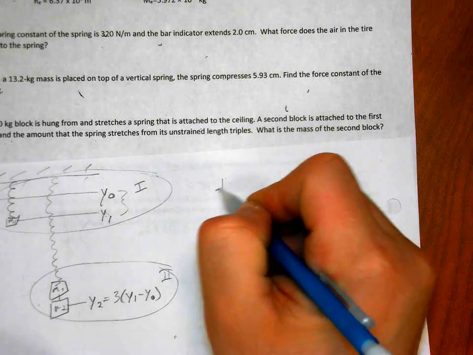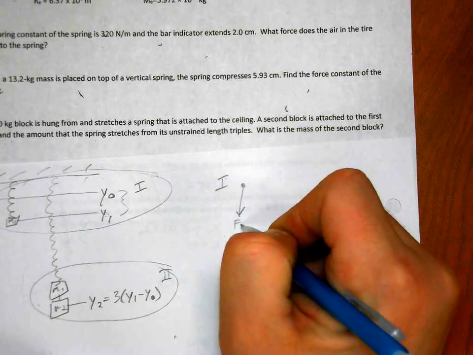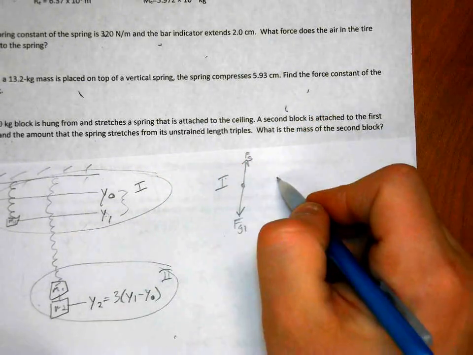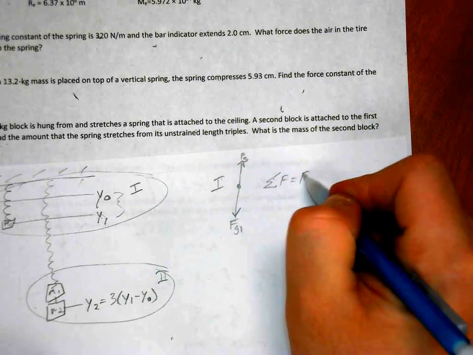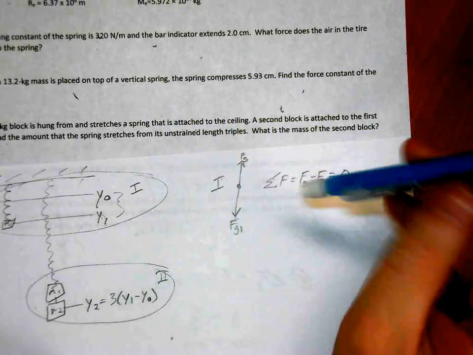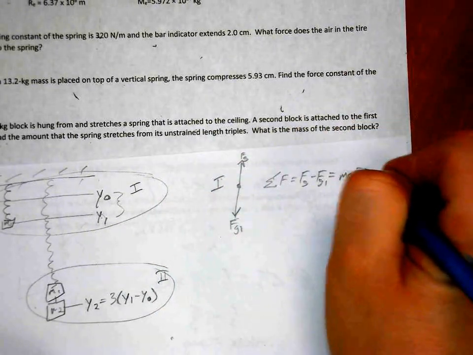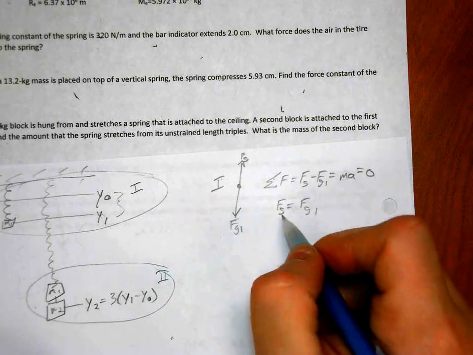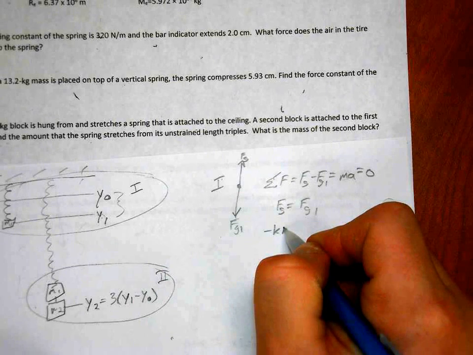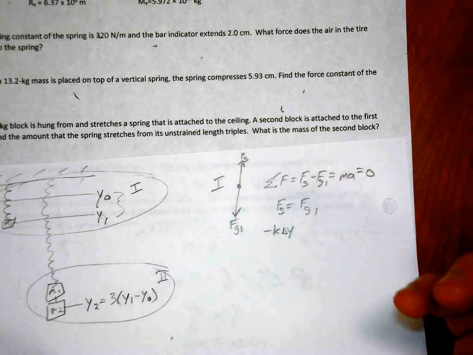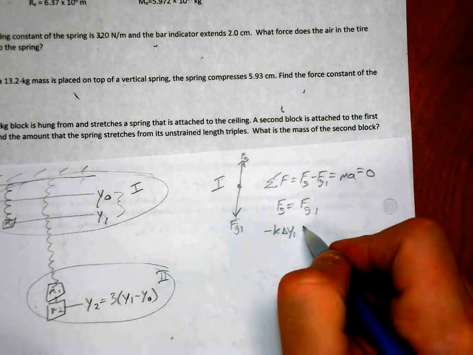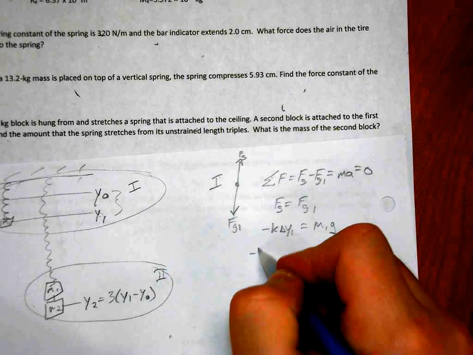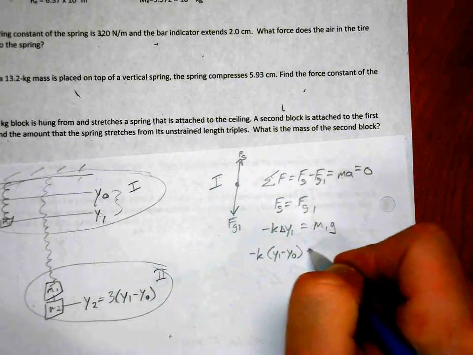So with situation 1, we have Fg1 equals the spring force. Summing them up, Fs minus Fg1 equals 0. Well, to be more explicit, it equals mass times acceleration, and there is no acceleration, so it equals 0. So Fs equals Fg1. The force of the spring is equal to negative k delta y, delta y1, which then equals Fg1, which is just m1g. So I just expanded those two. So negative k times y1 minus y0 equals m1g.